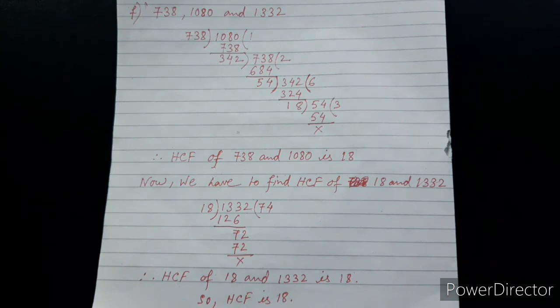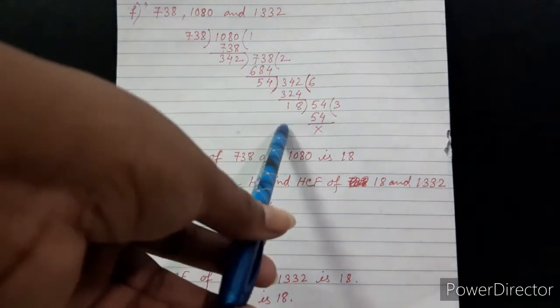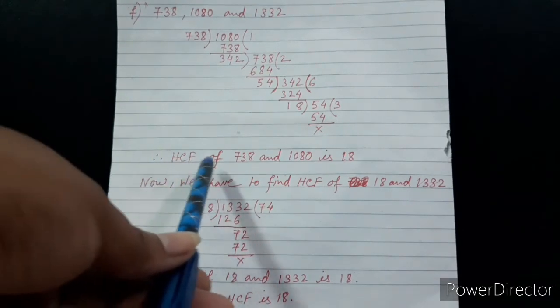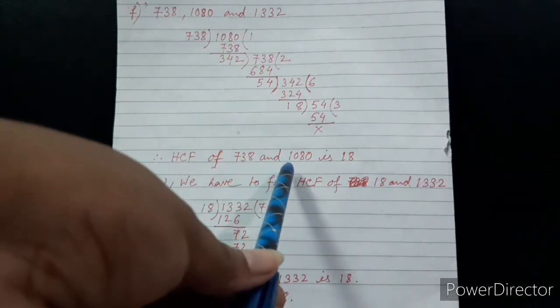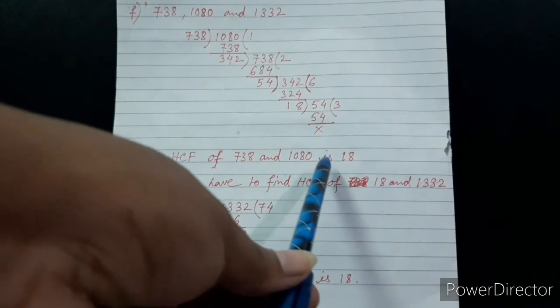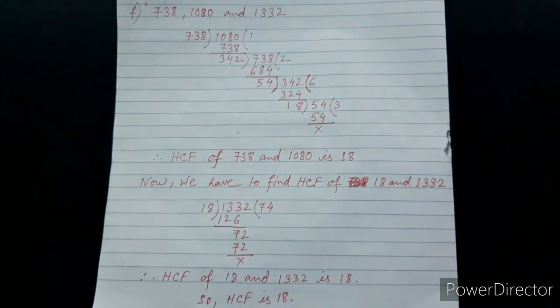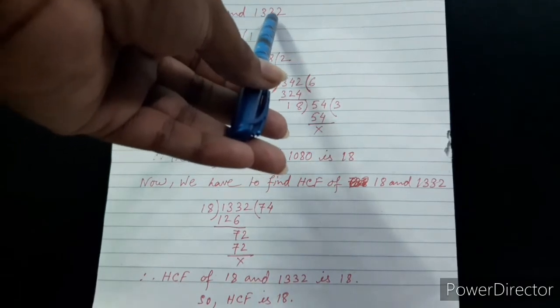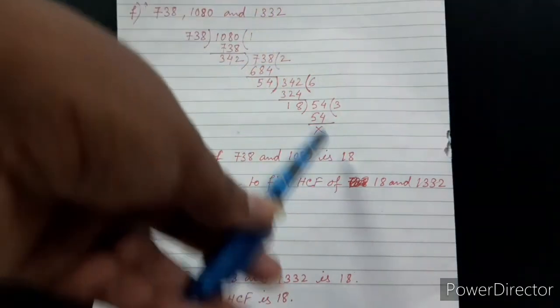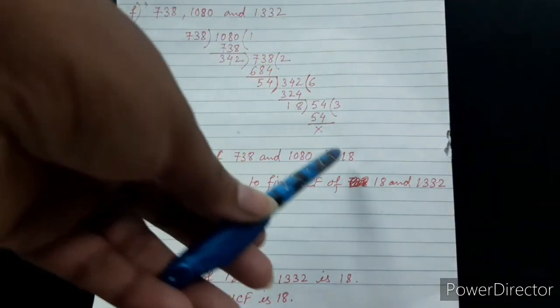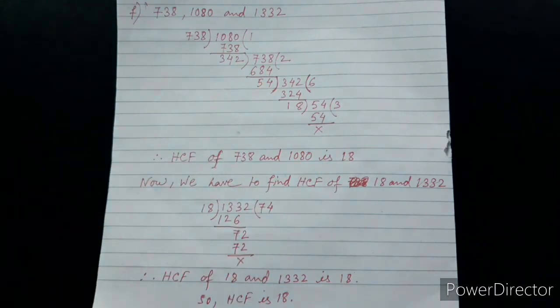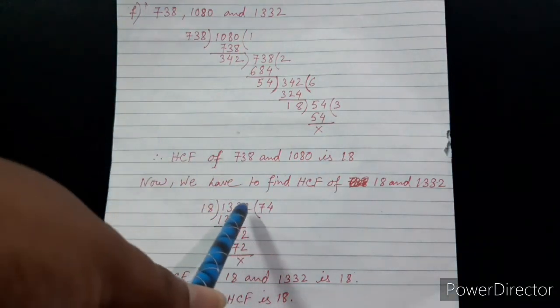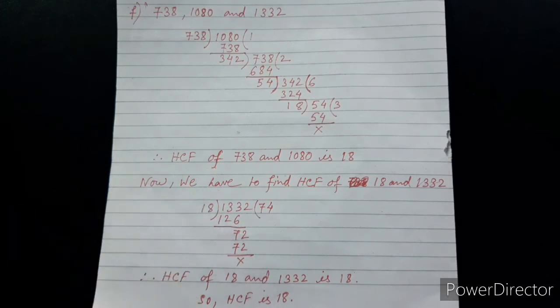So we stop the division. Therefore our final divisor is 18. So the HCF of 738 and 1080 is 18. Now we consider 18 and 1332. Between these two numbers 18 is smaller, so we divide 1332 by 18.